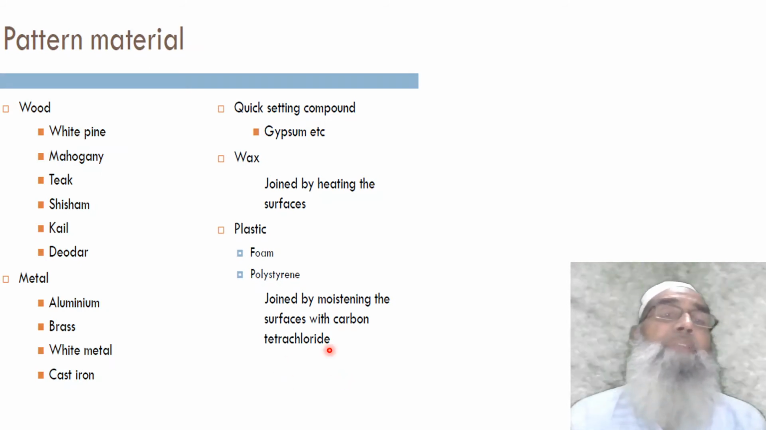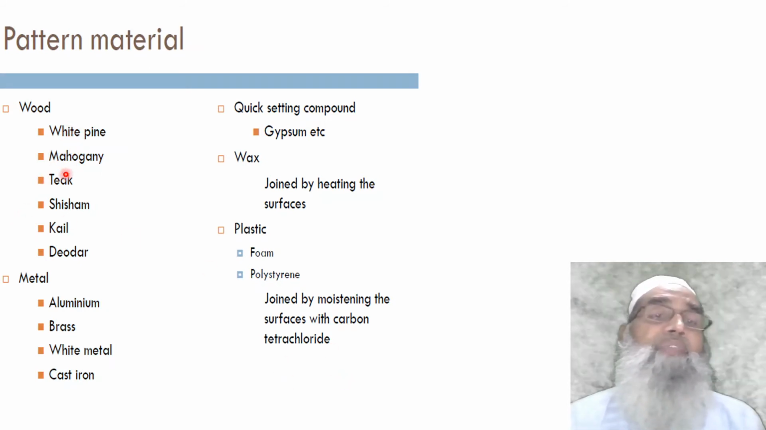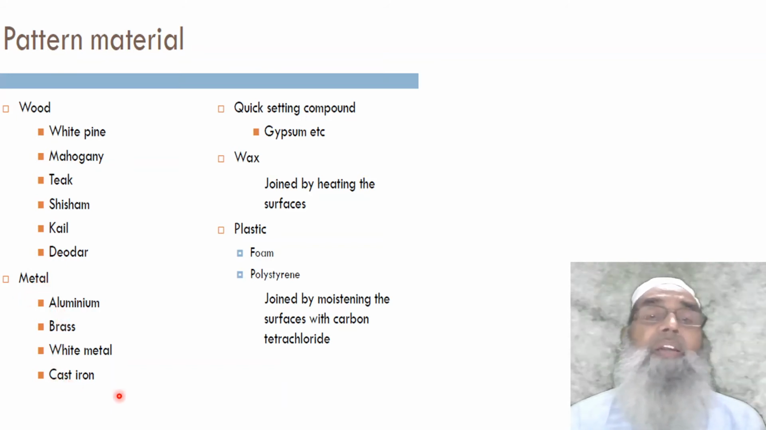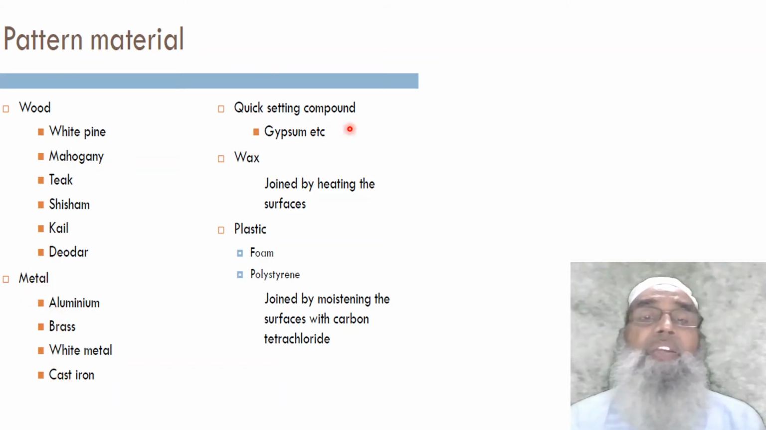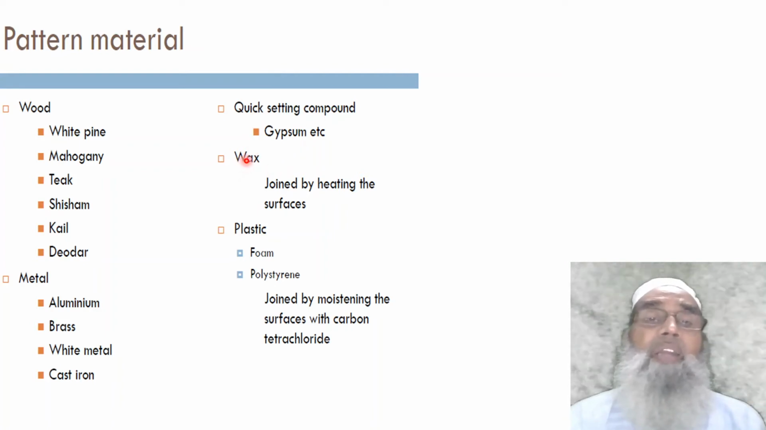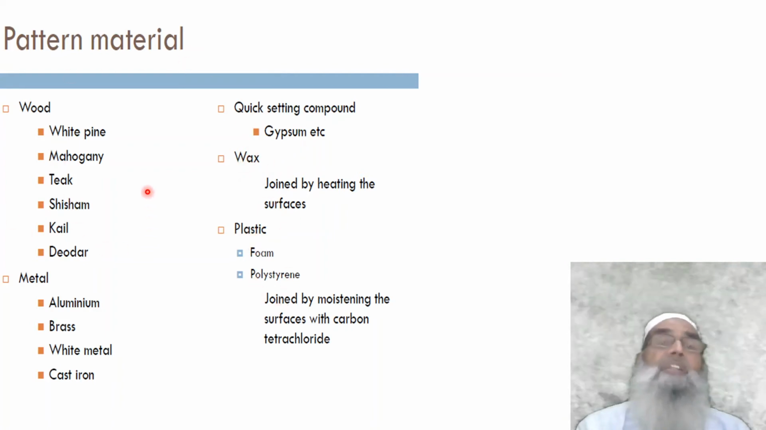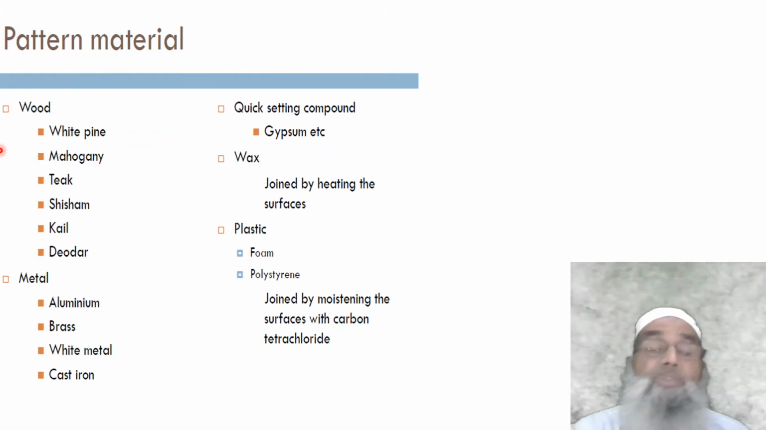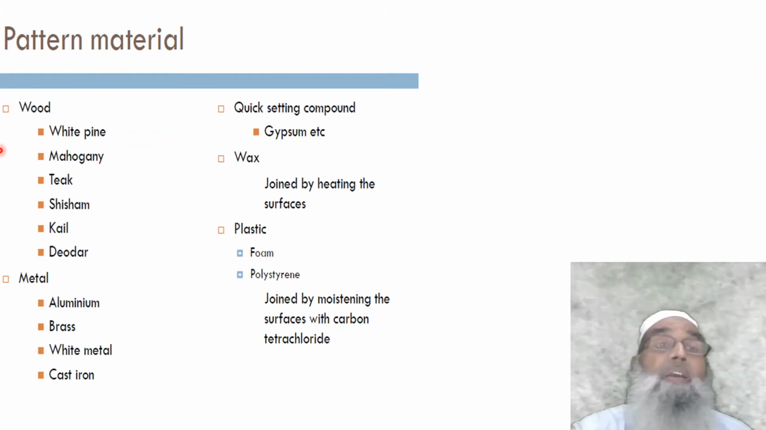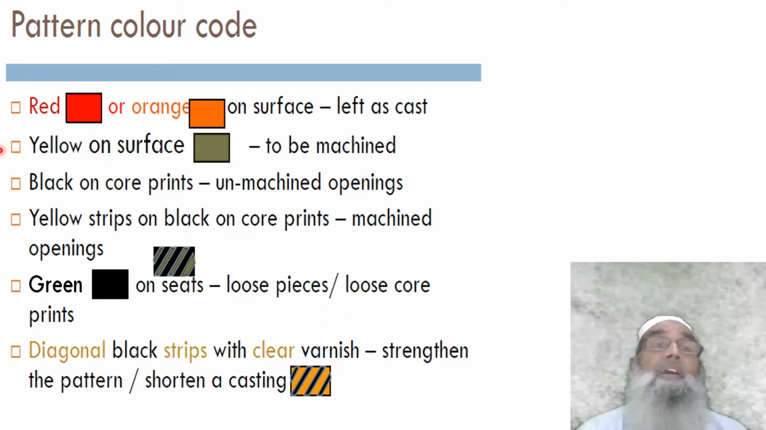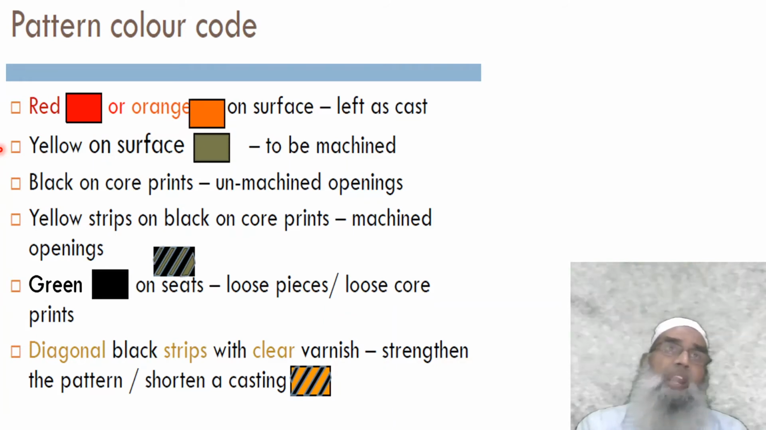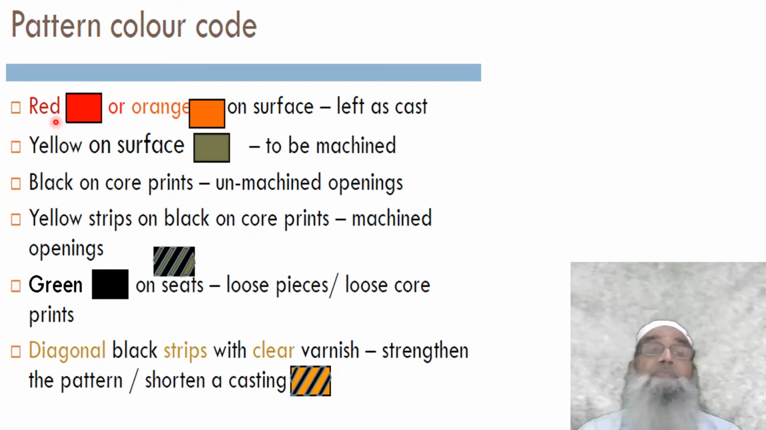Now these are the pattern materials: maybe wood of different types depending on requirement, maybe metal, aluminum, brass, white and cast iron, maybe quick setting compounds, gypsum, etc. It can be wax or plastic also. There are different materials we can use depending upon our requirement.